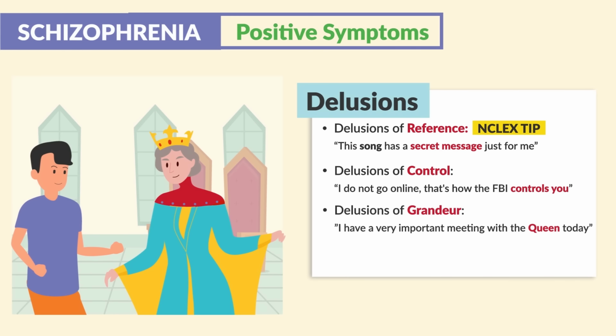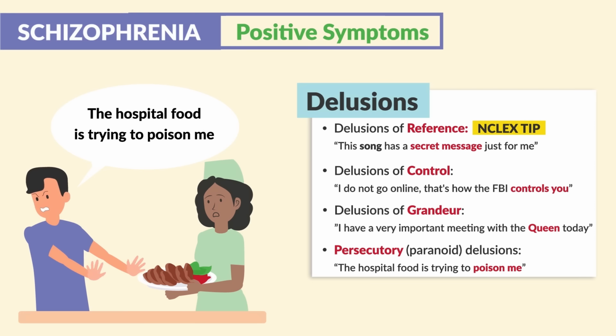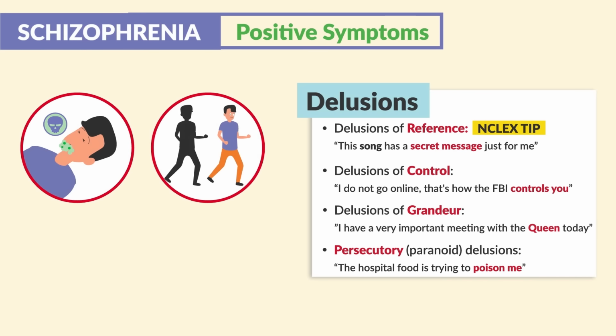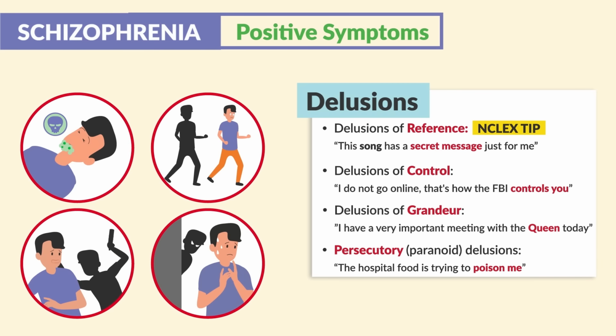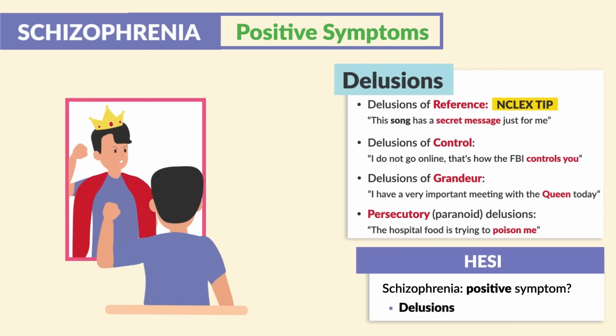Or delusions of grandeur. "I have a very important meeting with the Queen today." And lastly, persecutory or paranoid delusions. "The hospital food is trying to poison me." Now you can agree that the hospital food isn't that great, but the client believes that they're being persecuted, for example, being poisoned, followed, attacked, or even spied on. So Hesi mentions schizophrenia, positive symptom, delusions.